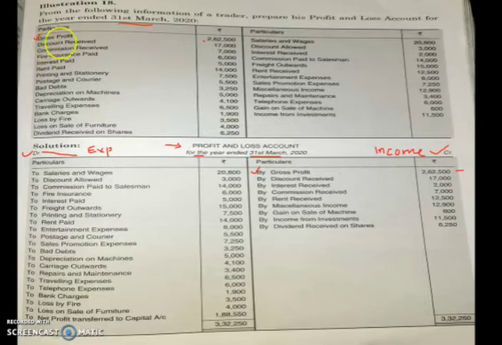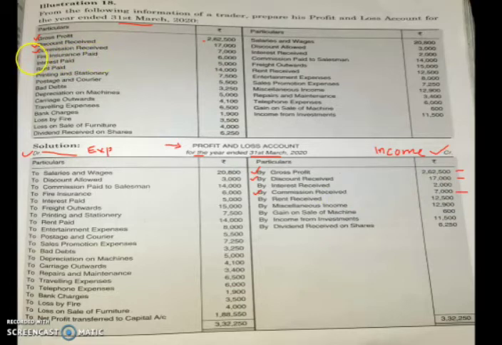Next item, discount received. As I told you, whatever is received will be recorded on the income side. So discount received, the second item. Write down by discount received 17,000. I hope you have finished writing. Moving to the next item. The next item is commission received. Again, received is there. So the commission received of 7,000 you will record on the credit side as by commission received 7,000.